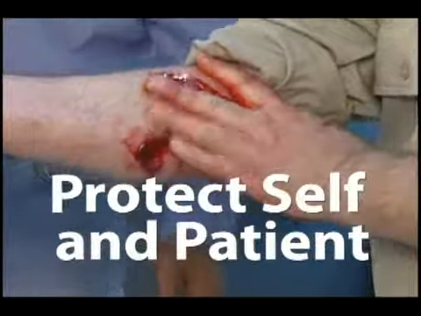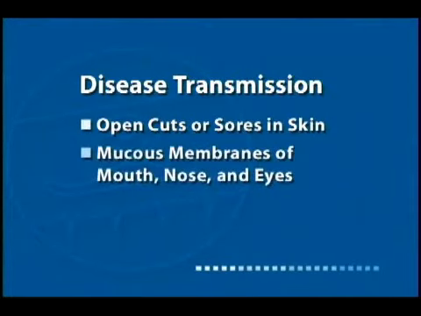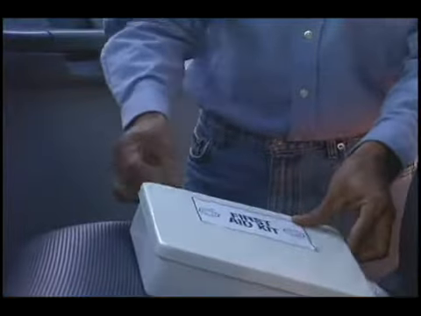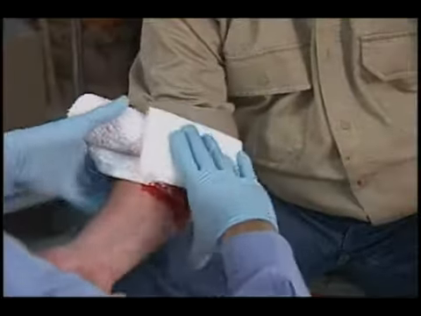P represents protect yourself and the patient. Infectious diseases can be transmitted through open cuts or sores in the skin or through the mucous membranes of the mouth, nose, and eyes. The use of protective barriers may be mandated by regulation and will help reduce the risk of exposure to you and the patient.